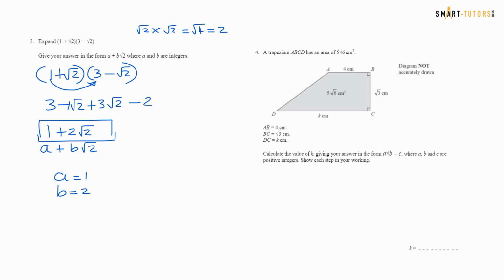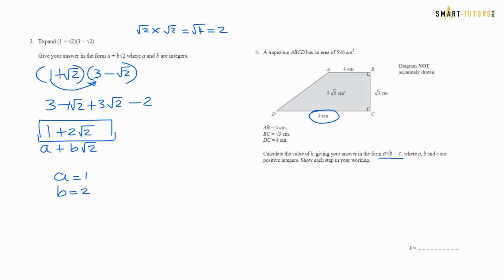Question number 4. A trapezium is given in the diagram here and the area is also given, and the lengths, everything's marked correctly. Calculate the value of k, which I believe is this one. Yes, no other k in the diagram. Give your answer in the a root b minus c format. a, b, c are positive integers. Show each step in your working.